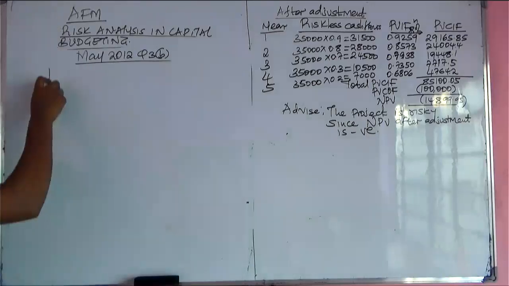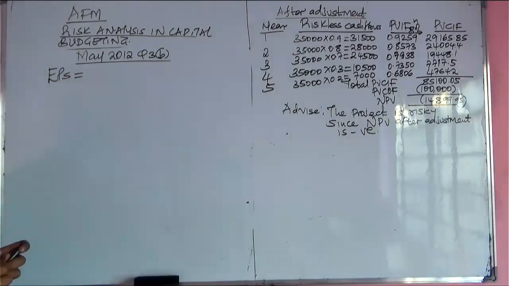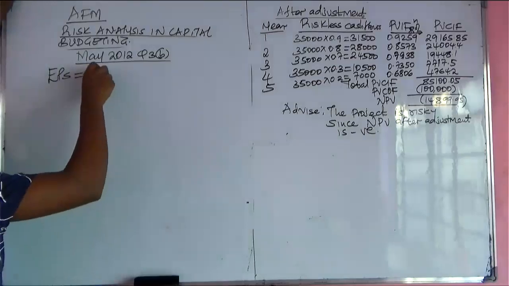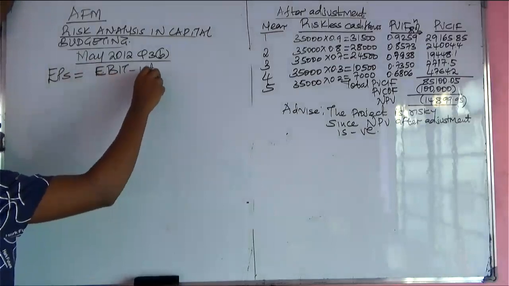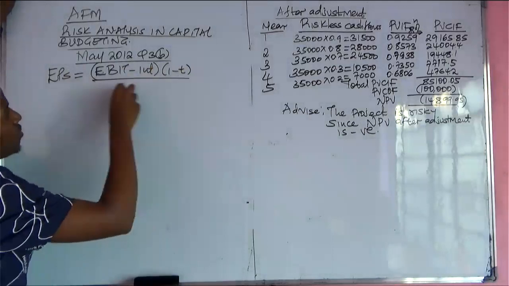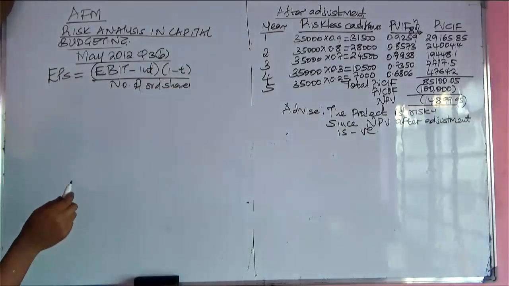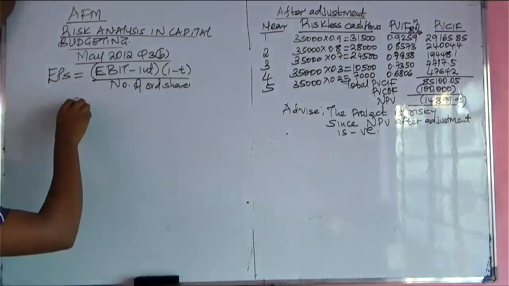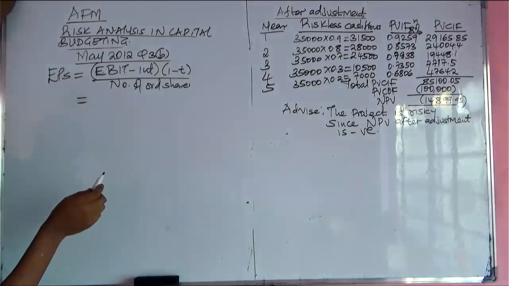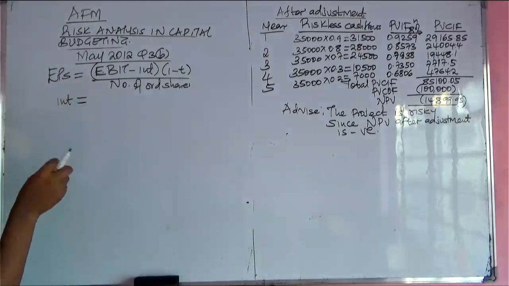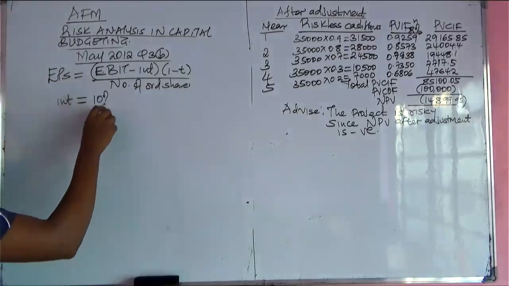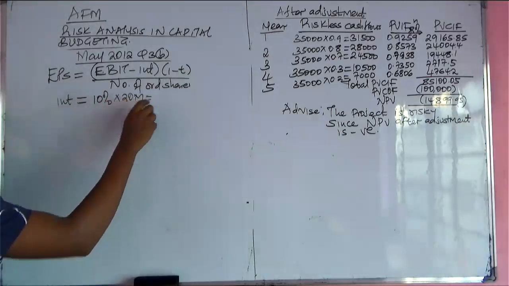To get the earning per share, we'll talk of this when I will be talking about the financing decisions, the special topics in financing and the point of indifference. Earning per share is given by earnings before interest and tax minus interest, times one minus the taxation, divided by the number of ordinary shares. We begin with when there is no change. The first thing I will look for is the interest. We have to pay interest on the loan. What was the interest rate? And the loan was of how much? 20 million.